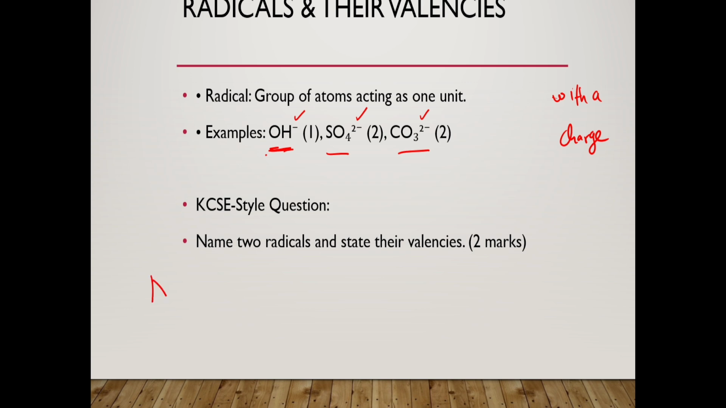So we also have other radicals like nitrates, hydrogen sulfide. We have many other radicals that I can mention here. We have phosphates and so on. If you get time to look at the others, you can search your book and you will find many of them.